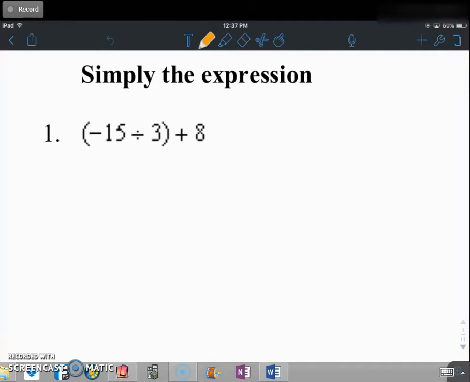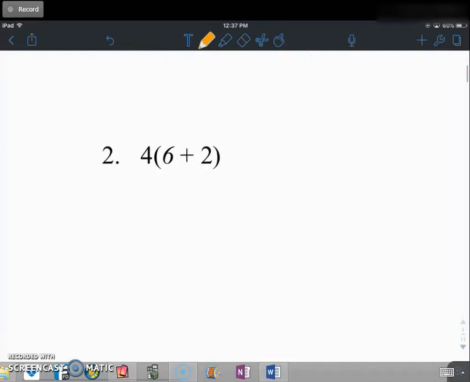So we're looking at question number one. We're going to start with the parentheses, so I'm going to be working inside the parentheses. In the parentheses, I only have one operation, and it's negative 15 divided by 3. Negative 15 divided by 3 is negative 5. And again, I only have one operation, so I'm just going to complete that operation. Negative 5 plus 8 is 3.